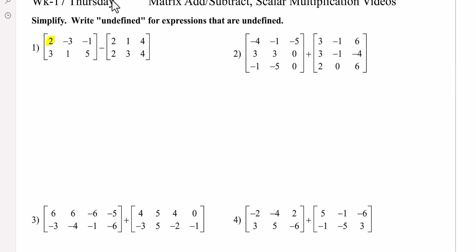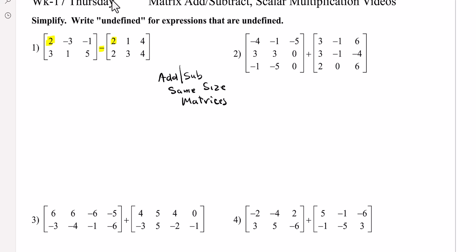So we could even say upper left, upper middle, upper right, and so on. Now notice you're not going to have to write any of that. I just want you to notice what you'll add, and you can only add or subtract same size matrices. Plural for matrix. All right, so we're going to go ahead and get started.